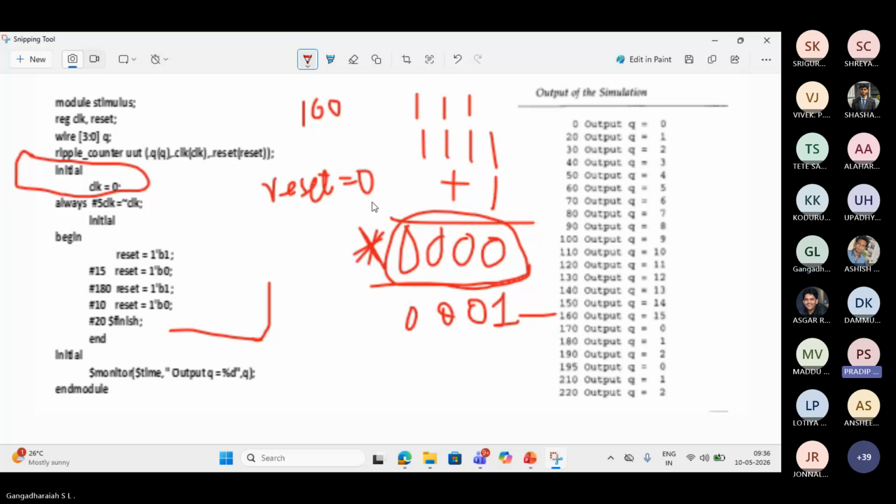We can say this ripple counter works for the complete cycle of the reset and clock. Yes, that is what I'm trying to verify. And again, here also you can make reset 1, and you see whether it goes back to 0 state or not. You can do that. You can try out. Definitely. Did I answer your question?